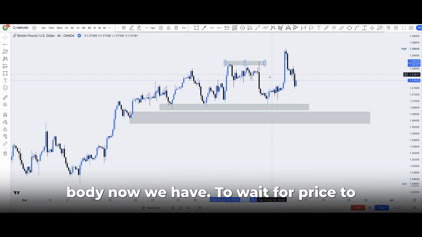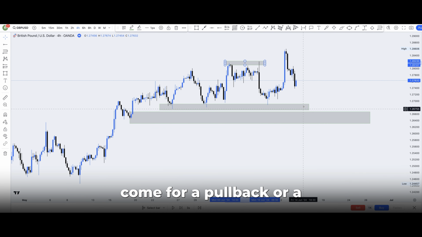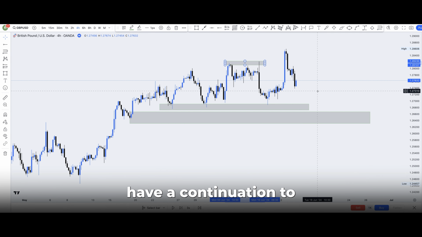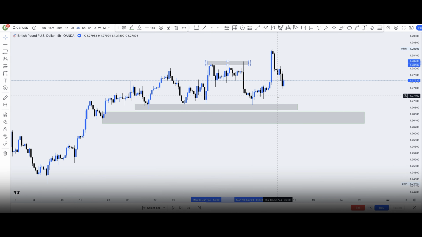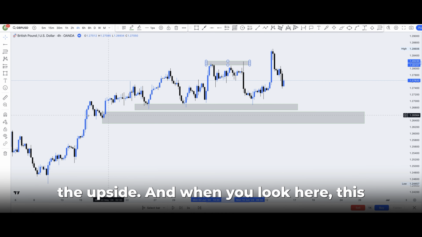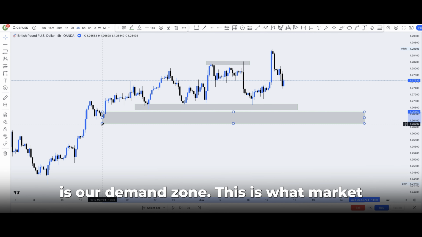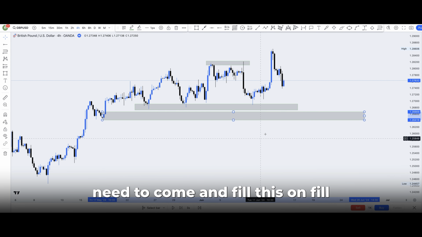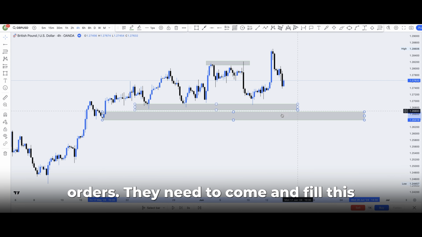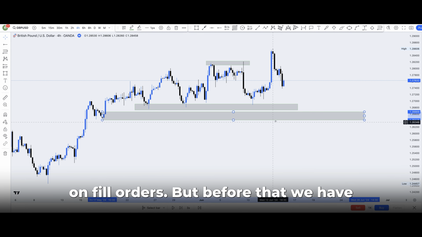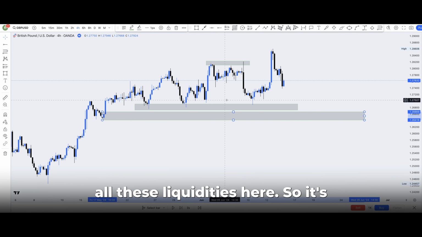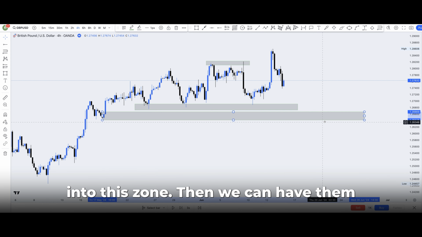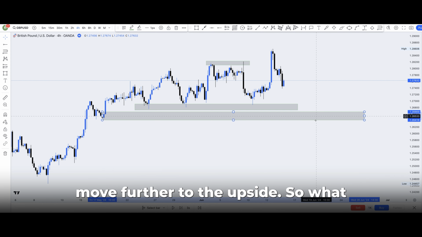Now we have to wait for price to come for a pullback or a retest before we can have a continuation to the upside. When you look here, this is our demand zone. This is what market makers have left behind. They need to come and fill these unfilled orders. But before that, we have all these liquidities here. So it's possible that price will come and tap into this zone, then we can have the move further to the upside.